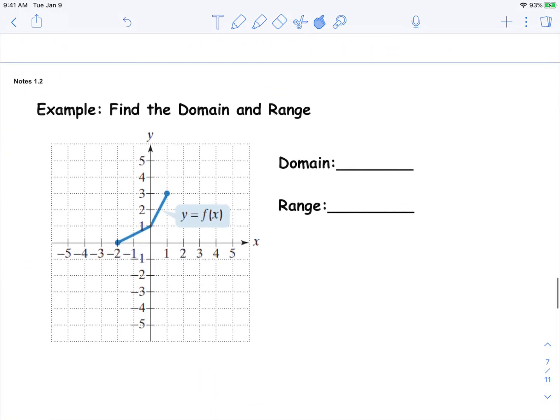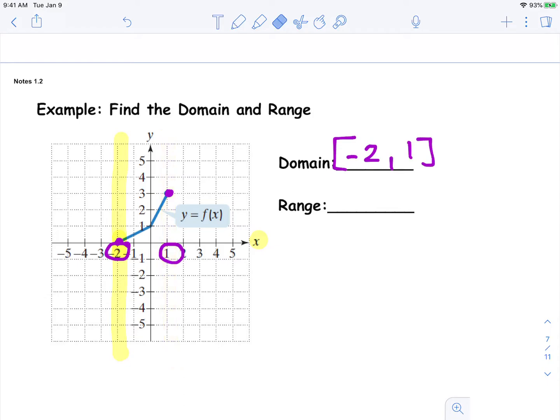So here's an example we'll do together. If you want to pause and try it yourself. So let's start with the domain. What I tell students to do is, here's your x-axis, create vertical lines for the x and focus on between those lines. So between those lines is -2 and 1. It does include -2, it does include 1. So we'll just do interval notation. It starts at -2 and stops at 1. We always go smallest to largest.